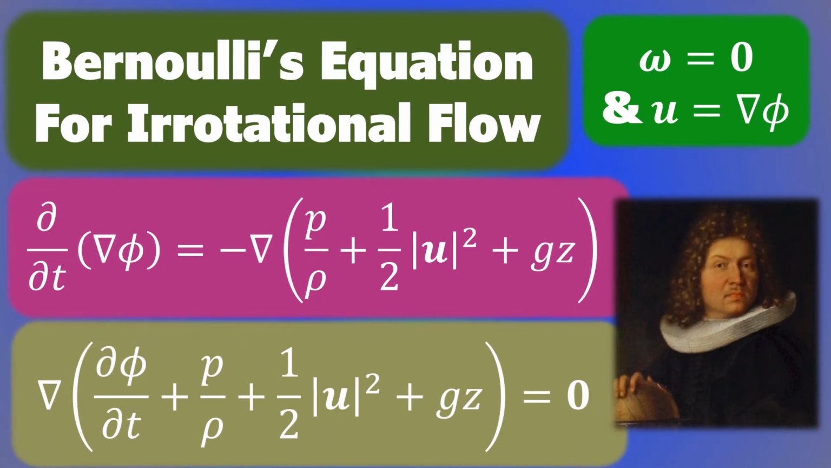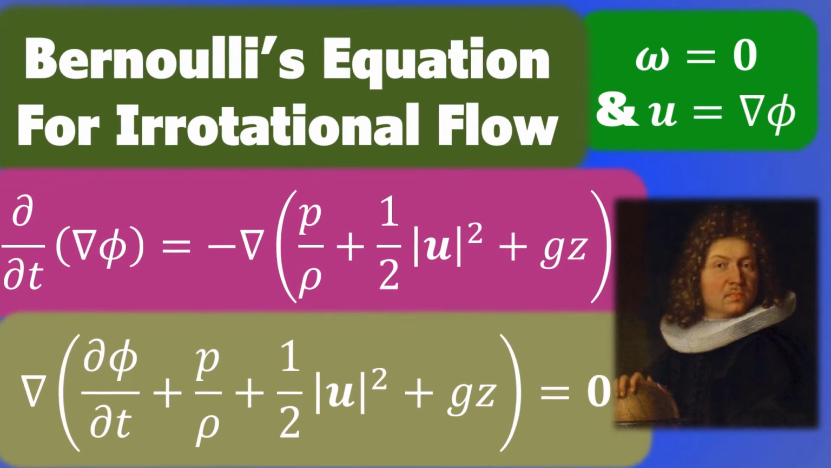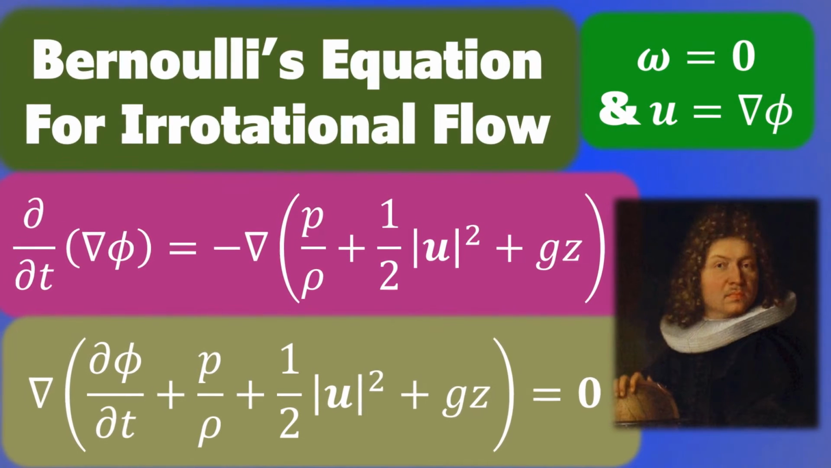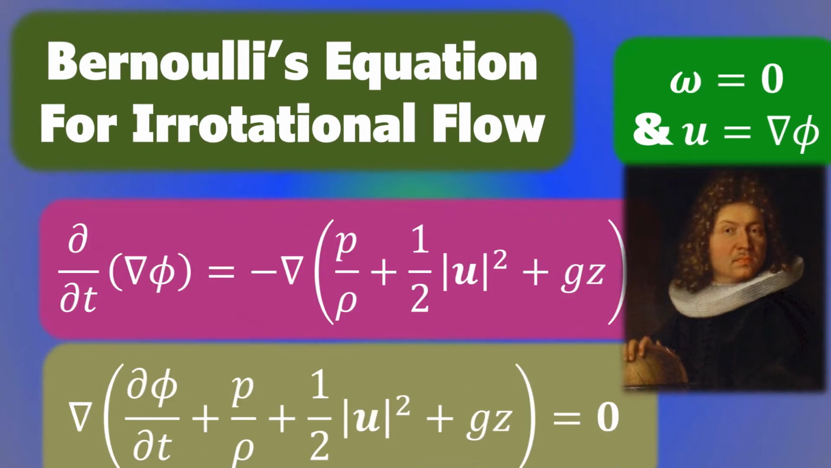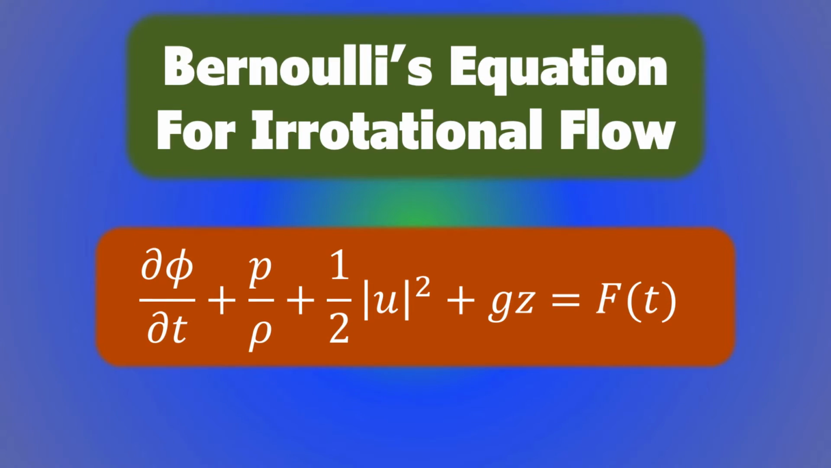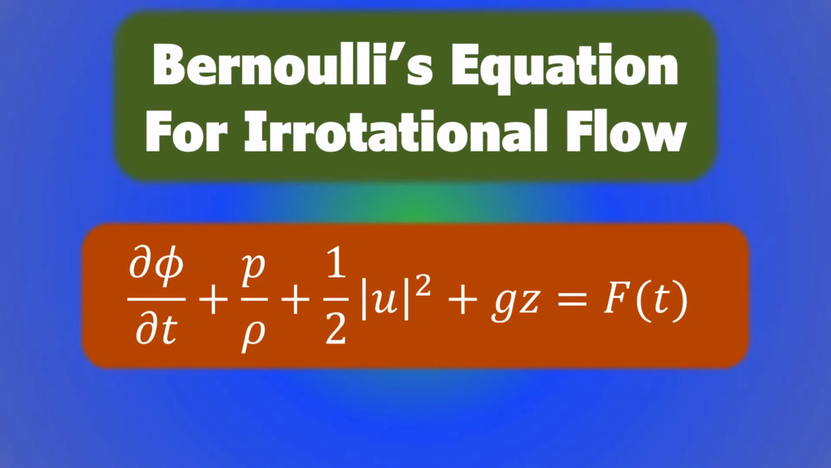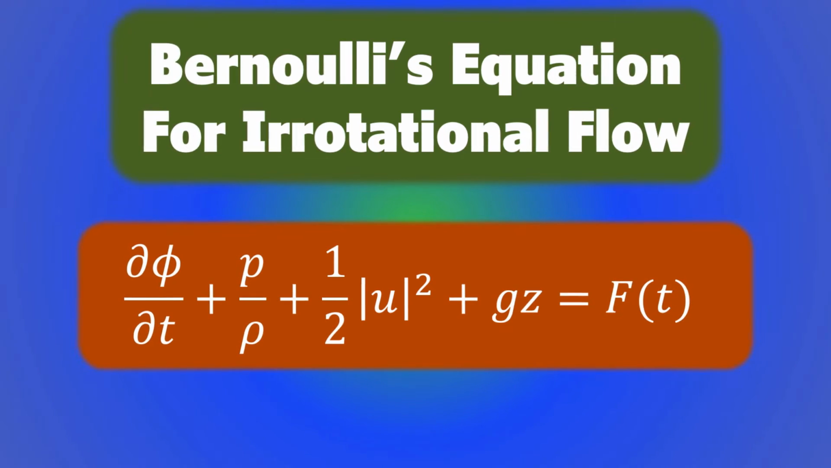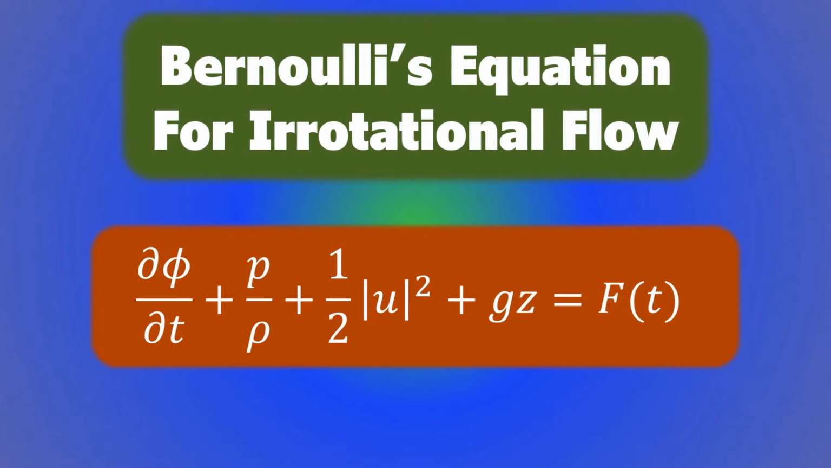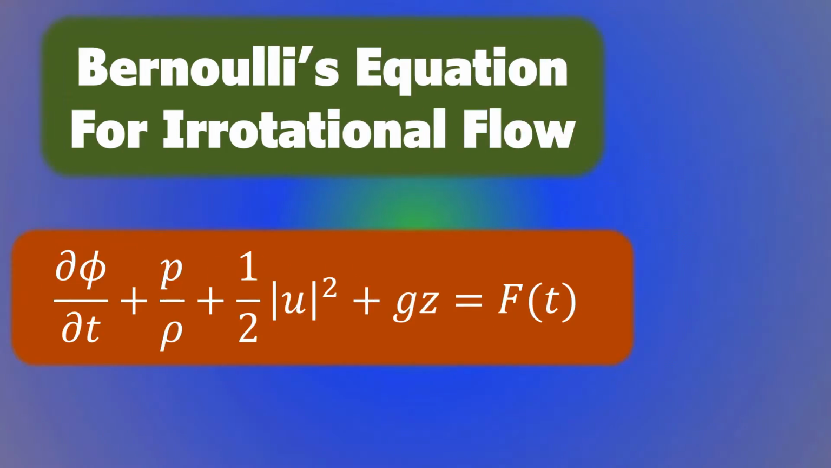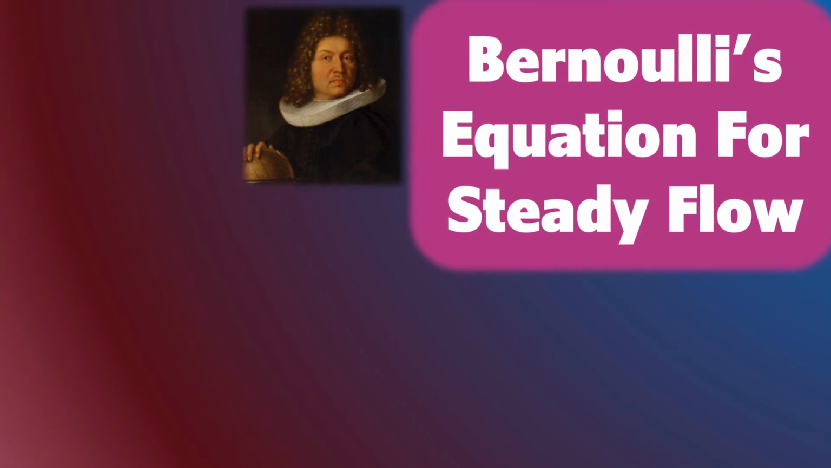Rearranging this, we get that the grad of the partial derivative of phi with respect to time plus pressure over density plus a half u squared plus gz equals the zero vector. As the gradient operator includes partial derivatives of x, y, z but not time, this leads to Bernoulli's equation for irrotational flow: the partial derivative of phi with respect to time plus pressure divided by density plus a half u squared plus gz equals capital F of t, where capital F of t is some unknown function of time.